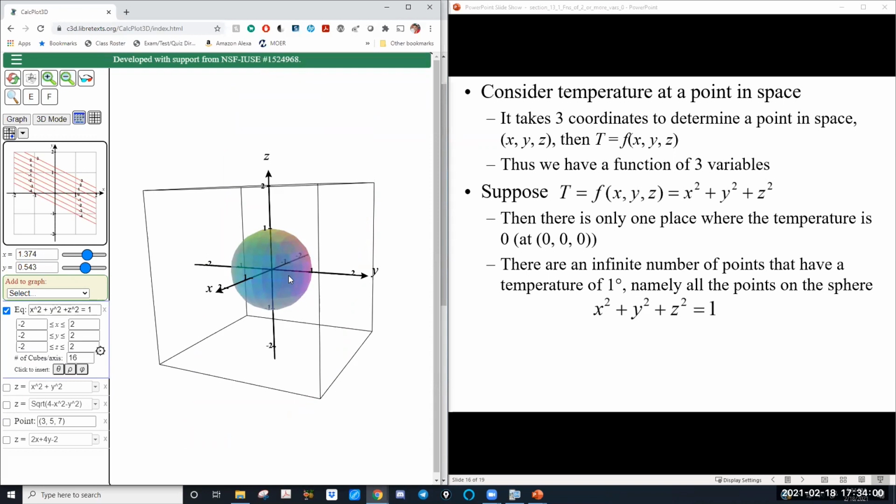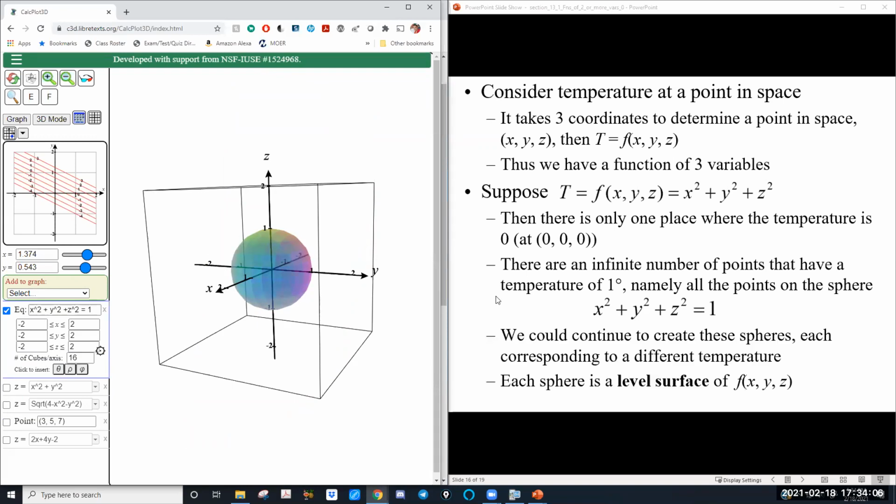Not a function of two variables like we talked about, it wouldn't pass the vertical line test. This is what we call a level surface. It's analogous to the level curves we were just talking about, except what we get is level surfaces. Every time we change our output, we get a different level surface. So we can see the level surfaces of this function are spheres that get larger as we increase the output.